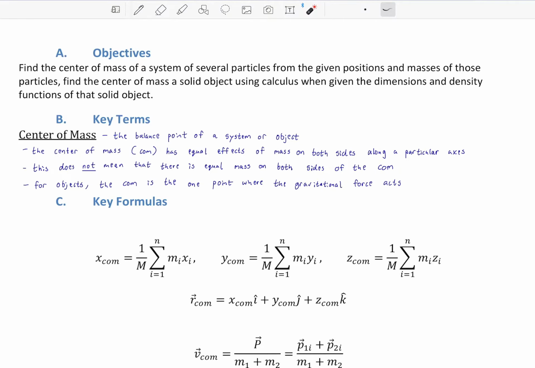So for objects, the center of mass is the one point where gravitational force acts. And that's going to be the greatest tie-in with future sections in this chapter when we talk about systems that are rotating, things that have gravitational torque like rolling balls. The center of mass is that one point where the gravitational force is applied. Because before it didn't matter where gravitational force was. It was just a vertical force, right? Depending on if we had a tilted coordinate axis or not. And that was it. It was just a force.